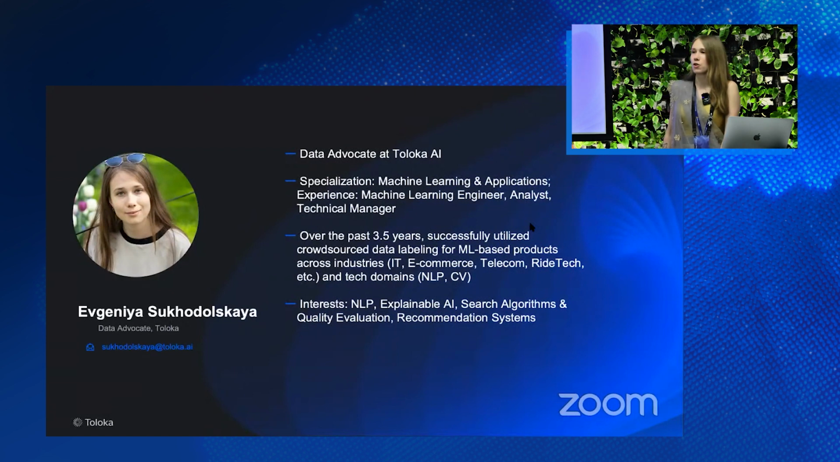Over the past 3.5 years, I changed a lot of professions because I was trying to find myself, and I did that. But I managed to get pretty solid experience with crowdsourcing. So if you're ever surprised or have any questions around it, I am the person to help. My interests are natural language processing, e-commerce, search relevance, evaluation systems, and recommendation systems. If you're working in the sphere, I am especially happy to talk with you, because I will have something to say.